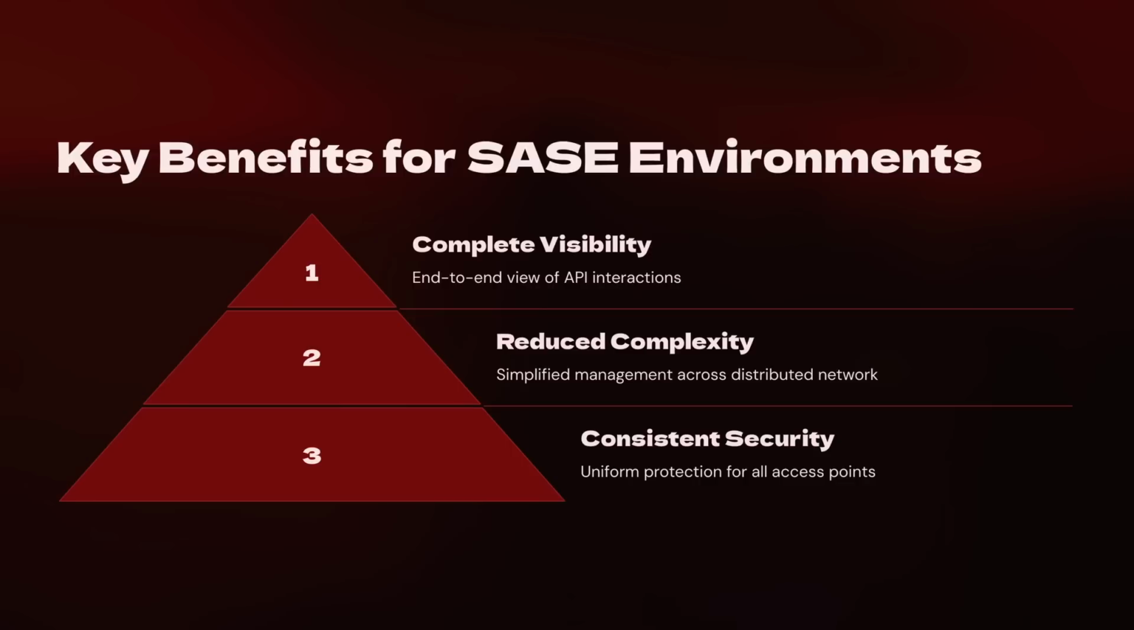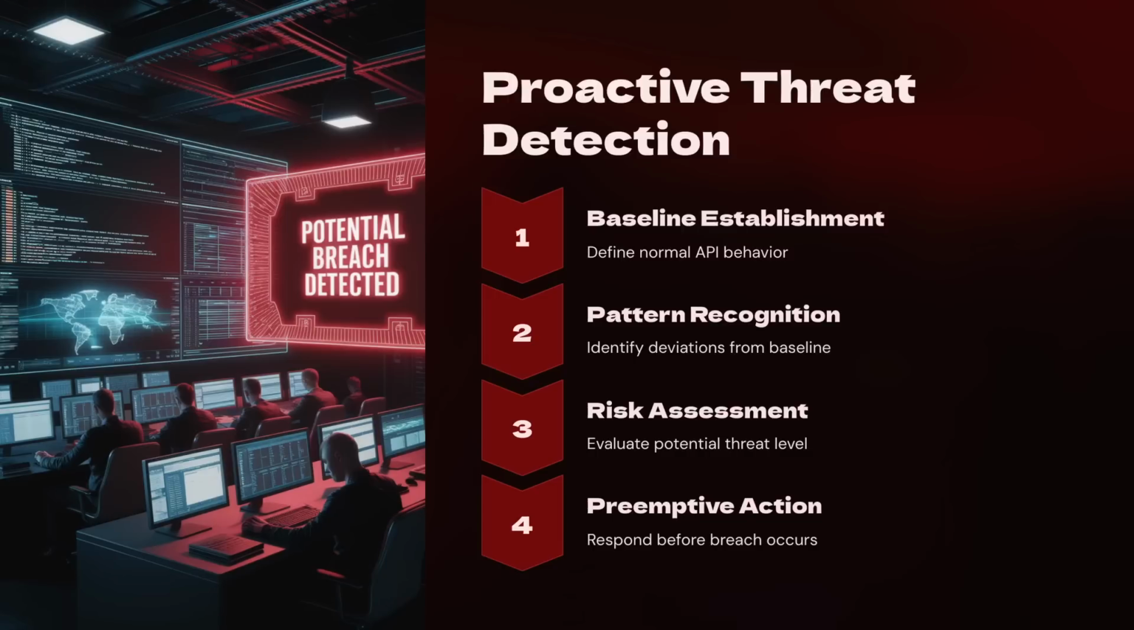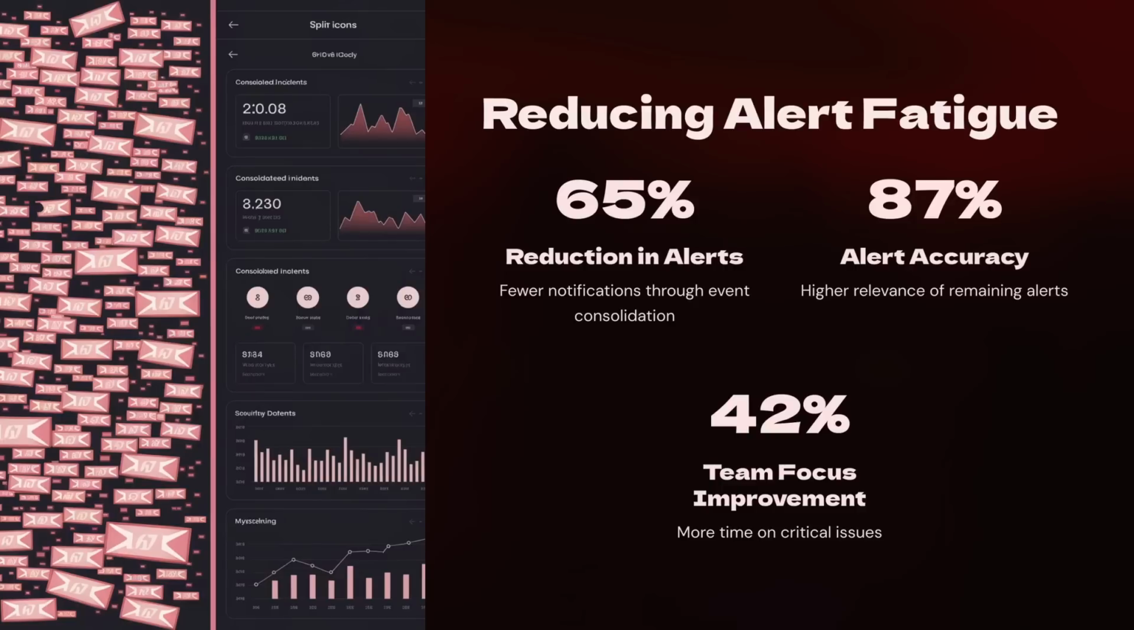Integrating real-time API event correlation within the SASE framework offers several key advantages. Proactive threat detection. By analyzing patterns in API usage and correlating events across multiple sources, security teams can identify potential threats before they escalate to significant incidents.